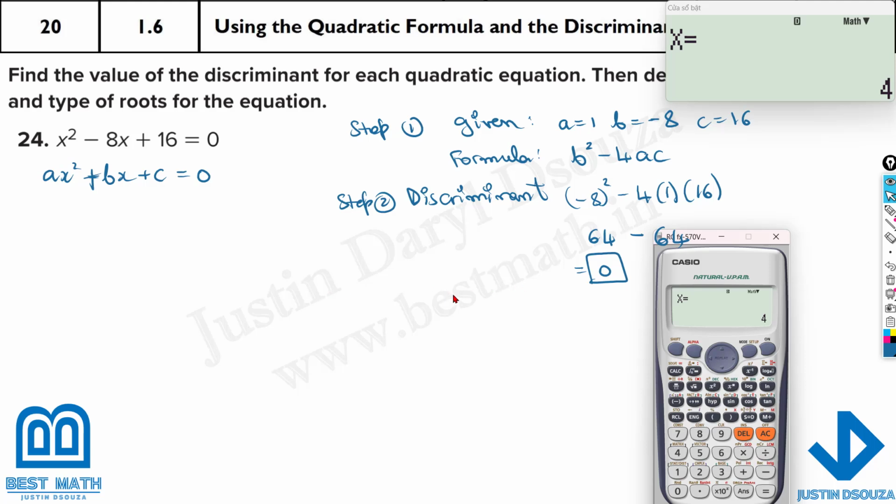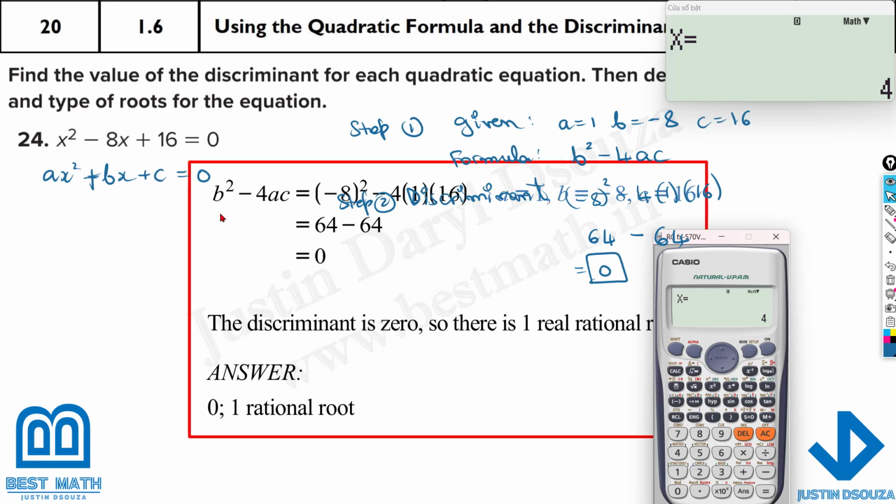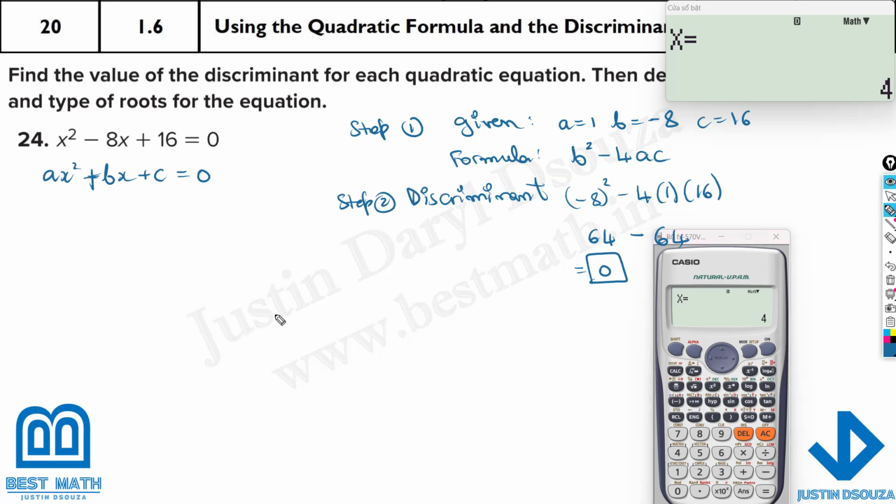So this step 3, you need to write about the roots. See, it's not only finding the discriminant, you need to tell how many roots there are, right? And what type of roots. So step 3 is, how many roots are there? Roots means solutions, equal to 1, type of roots, it's rational. And that's it. The discriminant answer is up above. It's 0. Discriminant is 0.